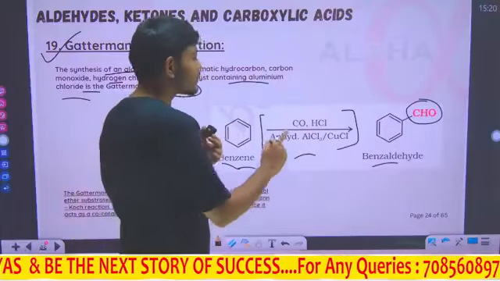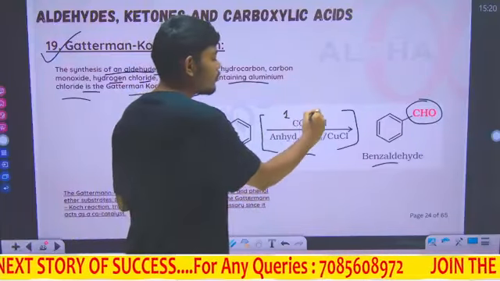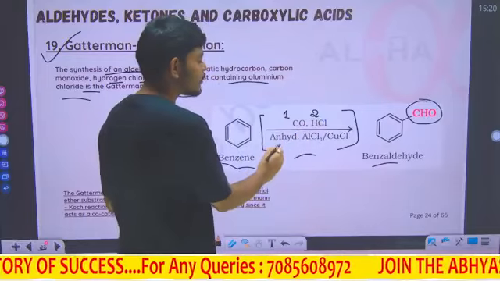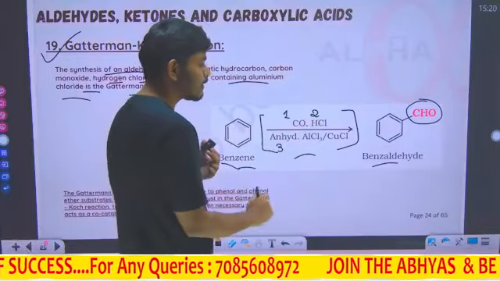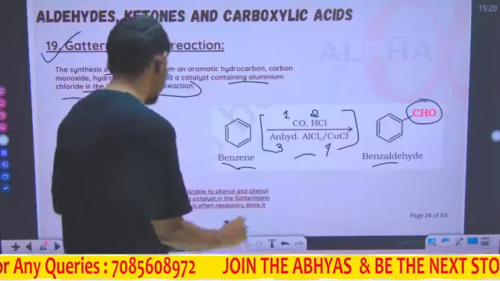Additionally, learn this. The reagents, what are they? Carbon monoxide is number 1. Your second is HCl. Third is anhydrous AlCl3, a Lewis acid. And fourth is copper. Why copper?